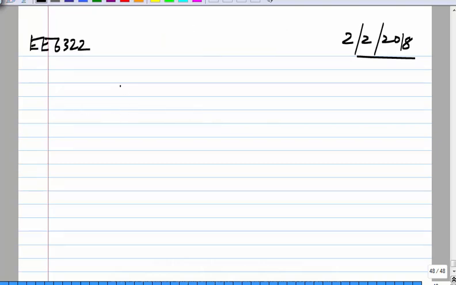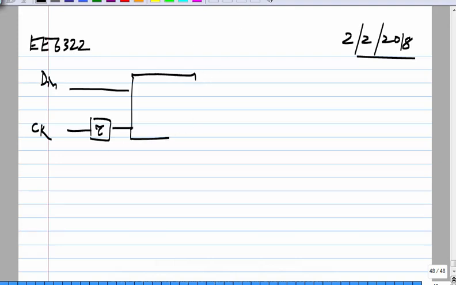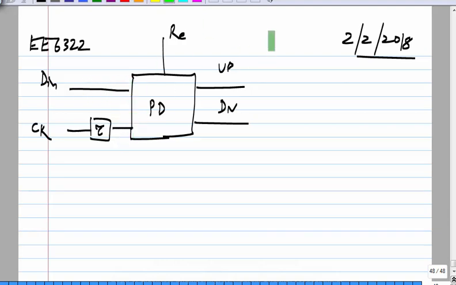So, the way we use either the linear or the bang-bang phase detector is exactly the same. We have the input data, input clock, a variable delay, ok. This is the phase detector. This gives you first of all up and down, ok. And it also gives you the recovered data, right, because there will be a flip flop which will be clocking this data with this clock. The output of that is the recovered data, ok.